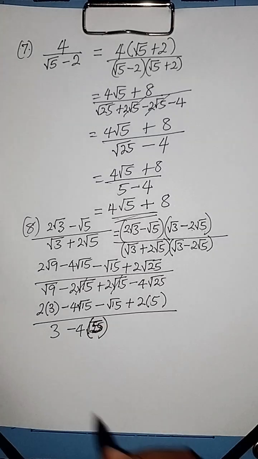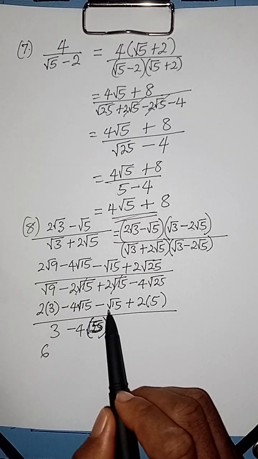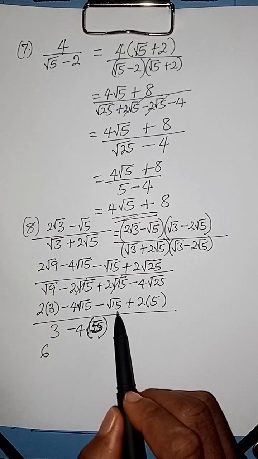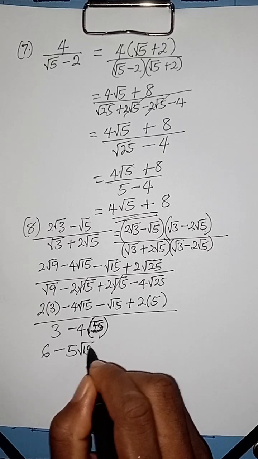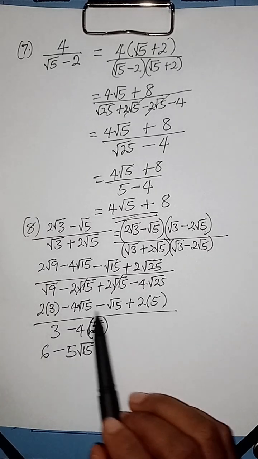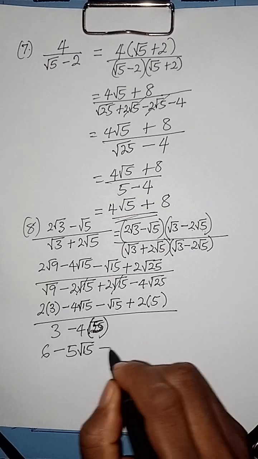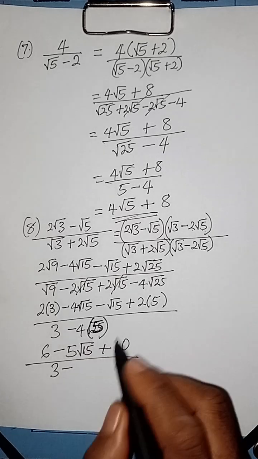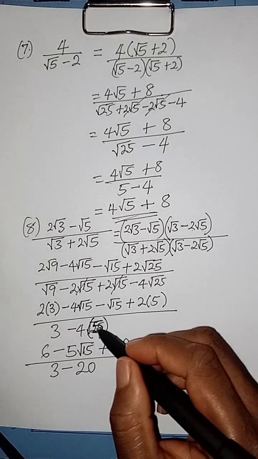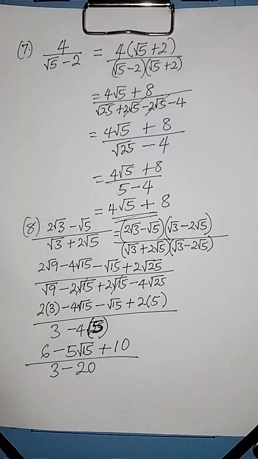So let's finally simplify this. 2 times 3, 6. Minus 4 root 15 minus root 15. They're like terms, root 15, root 15. So that will give you minus 5 root 15. Again, if you're confused on how I simplify this, go watch my previous videos on simplification of numbers. And then this is plus 2 times 5, 10. 3 minus 4 times 5 is 20. Please note this is 5. Okay, I guess you can see that.